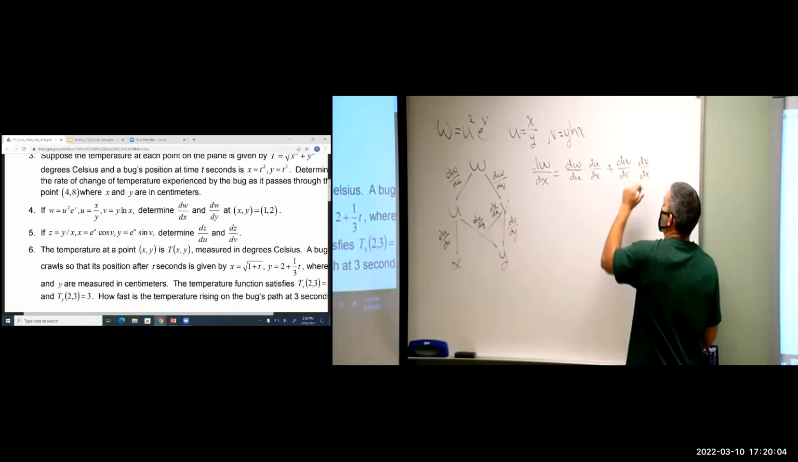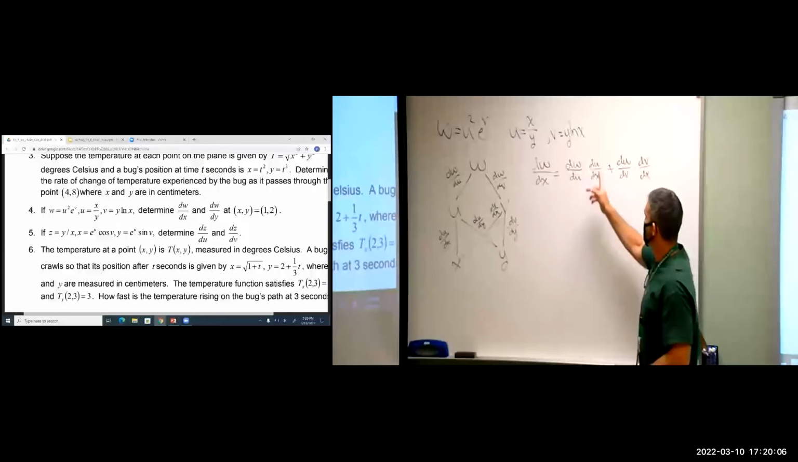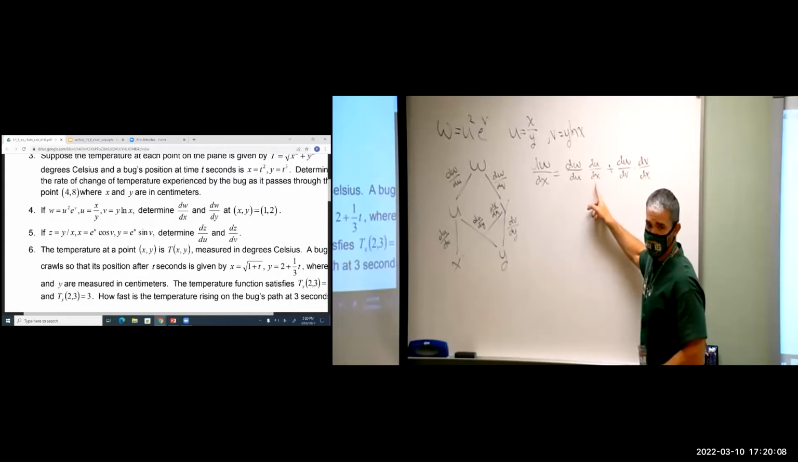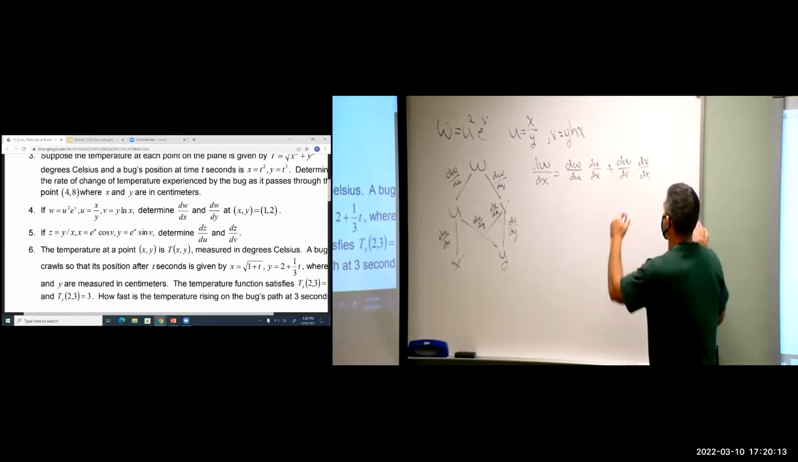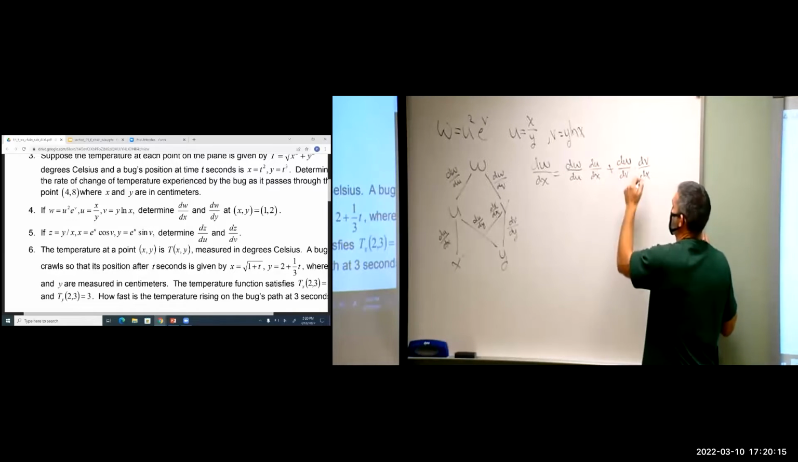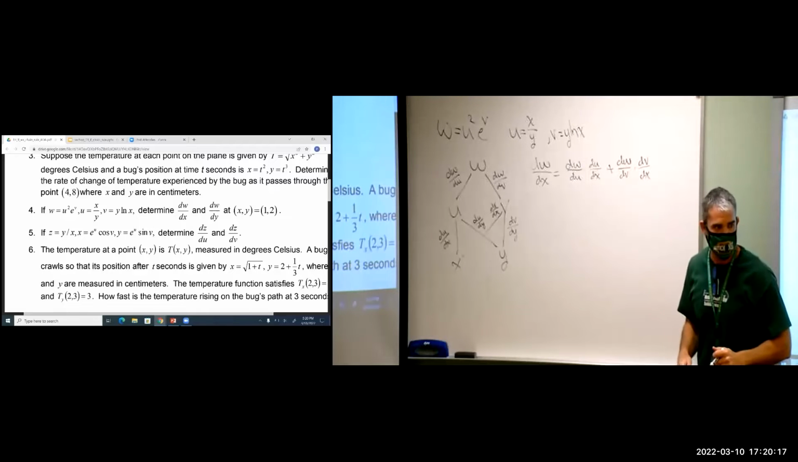And again, here's your check. If I cancel out the du's, dW dx. Perfect. Cancel out the dV's. That's a W, kind of looks like a U there. dW dx checks out. All right. You've got this set up. The rest is just taking partials.